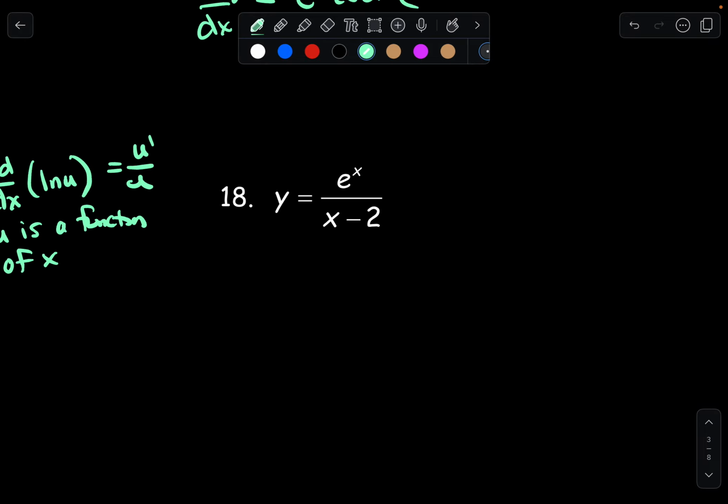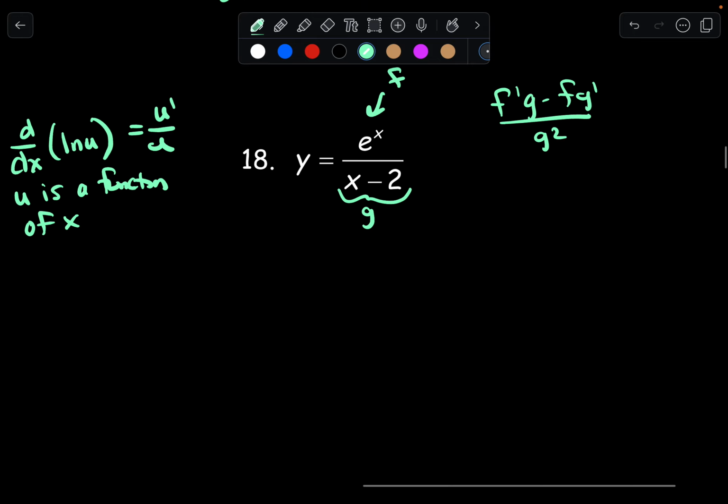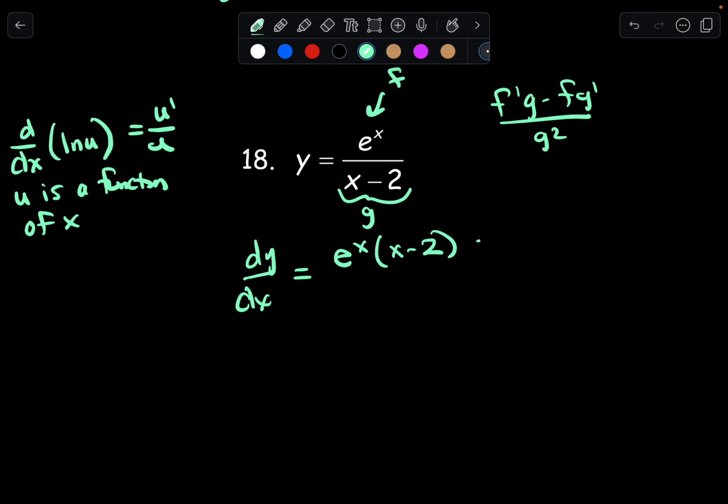Number 18, we have y is equal to e to the power of x divided by x minus 2. This will be the quotient rule, which is f prime g minus f g prime over g squared, such that e to the x is f, and then x minus 2 will be g. So dy dx, the derivative of e to the x will just be e to the x, and then we have g, which is x minus 2, minus f is going to be e to the x, and then g prime, the derivative of x minus 2 is just 1, and then g squared will be x minus 2 squared.